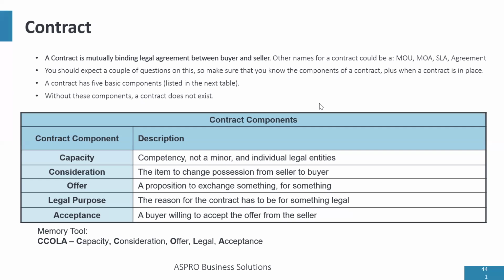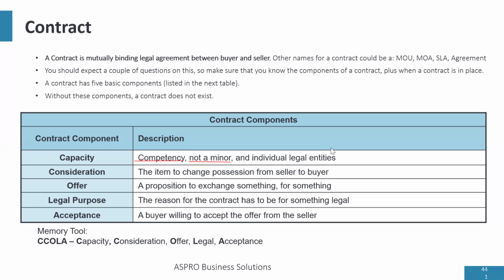There are 5 components that make up a contract. One of them is called capacity. And what does capacity mean? It's talking about the capacity of people that can enter into a contract. So competency is one of the things that determines capacity. Minors cannot enter into a contract. That's why minors cannot pay rent, right? They must have a guardian.